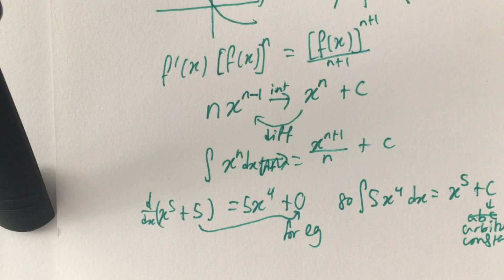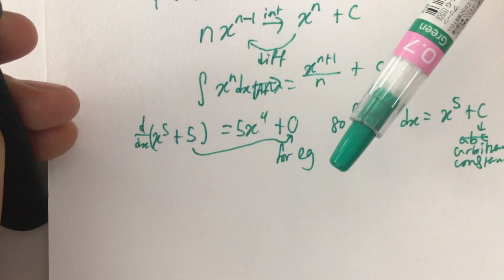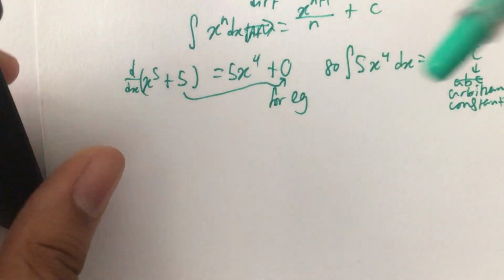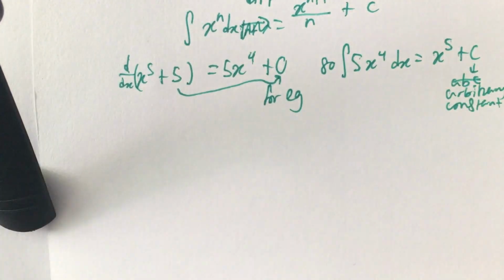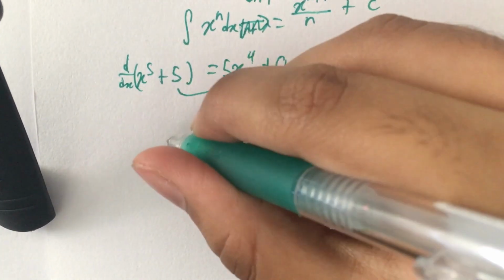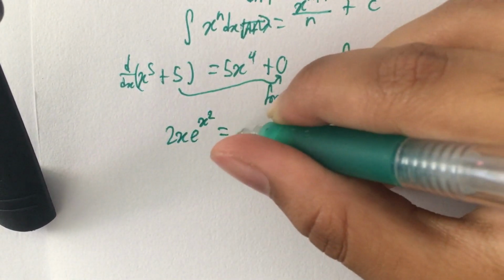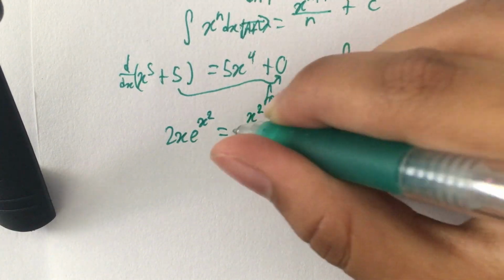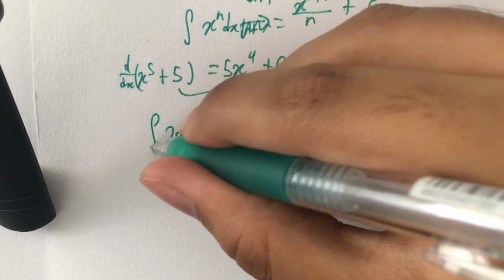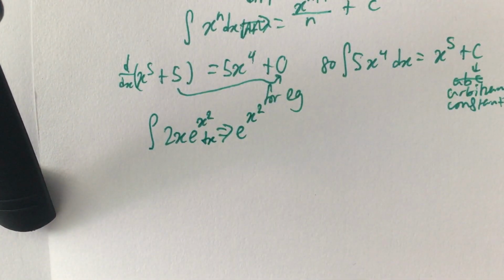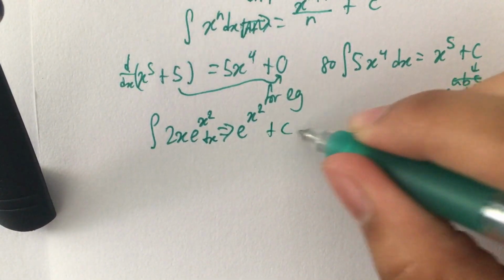So that's what you do when you see a power. So what about for f prime x e to the power of f(x)? For example, if you have 2x e to the power of x squared, you just bring it back to e to the power of x squared. There isn't anything much to do with it. In this case, you just remove the f prime x and leave the e to the power of f(x) part alone. And you can put your c in as well, the arbitrary constant.